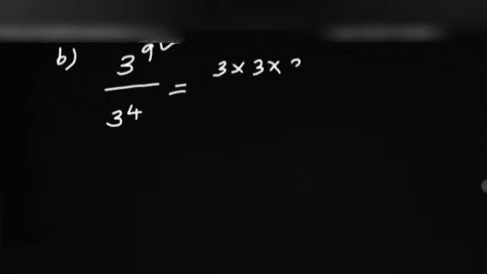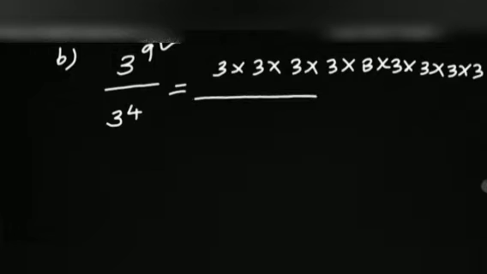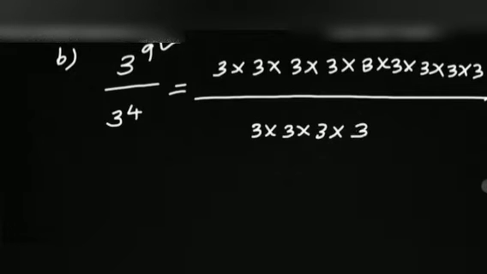Example B is 3 raised to 9 by 3 raised to 4. How to find this out? What is 3 raised to 9? 3 raised to 9 means 3 is multiplied how many times? Yes, 9 times. So 1, 2, 3, 4, 5, 6, 7, 8, 9, by 3 raised to 4, which means 1, 2, 3, 4. Now can we cancel anything from the numerator and denominator? Yes, many 3's are common to the numerator and denominator.